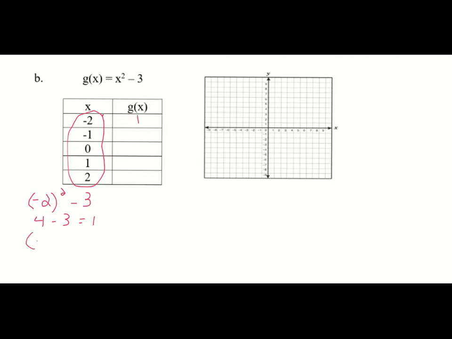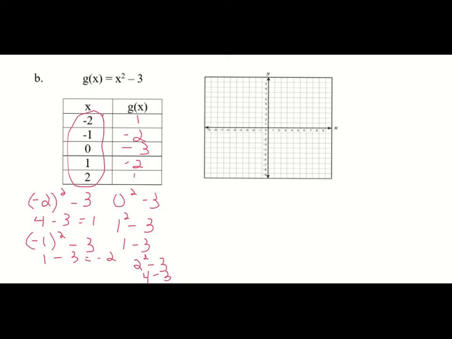And then we have negative 1 squared minus 3. So 1 minus 3 is going to equal a negative 2. We have 0 squared minus 3. 0 squared is 0. Minus 3 will give us negative 3. We have 1 squared minus 3. So 1 minus 3 is going to give us another negative 2. And then 2 squared minus 3 is going to be 4 minus 3, and it's going to equal a 1.